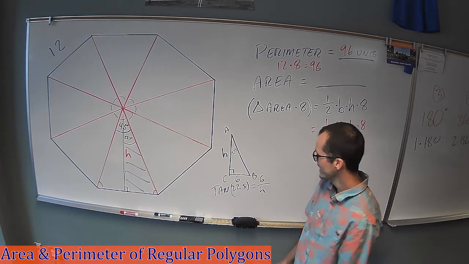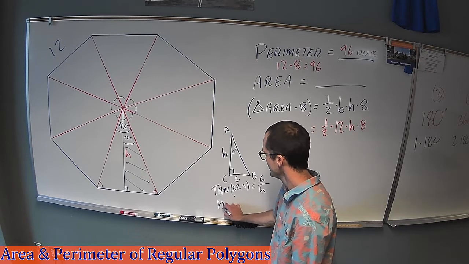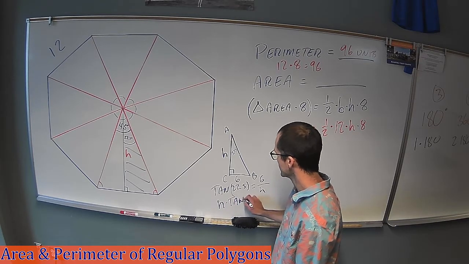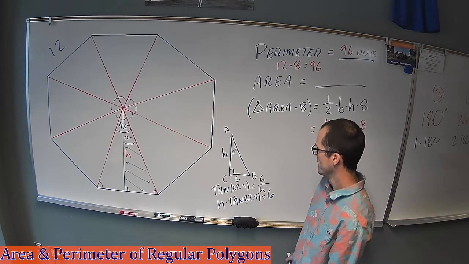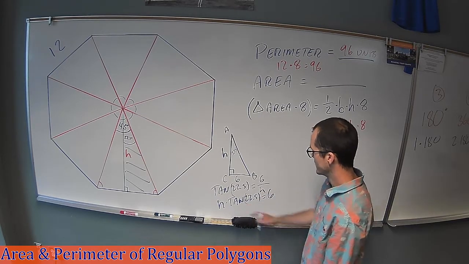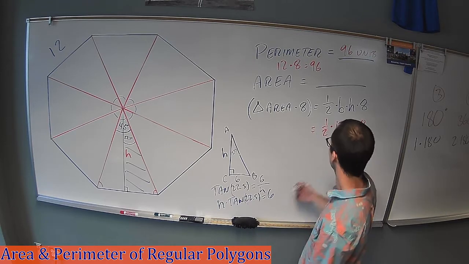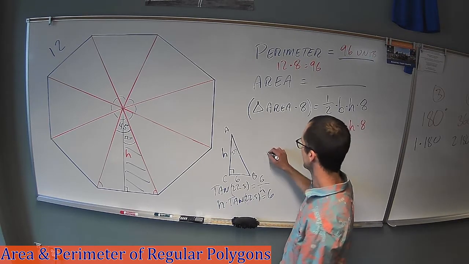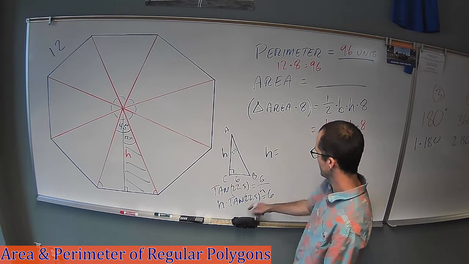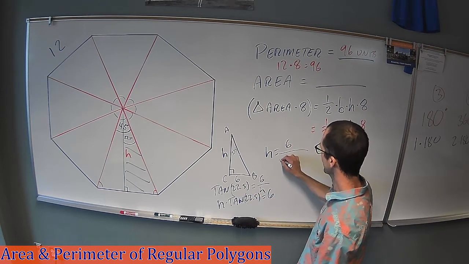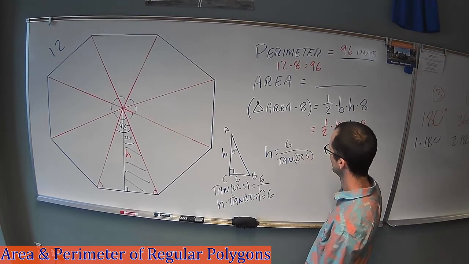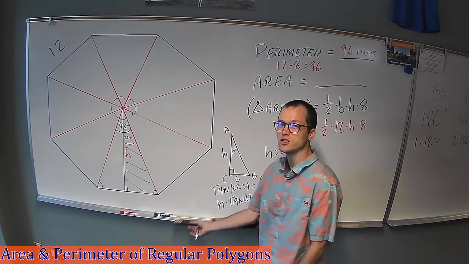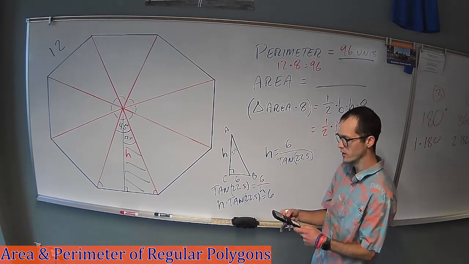So multiply both sides by H. You'll see that H times the tangent of 22.5 equals 6. Divide both sides by the tangent of 22.5. We'll just stick it up here. H equals 6 over the tangent of 22.5. And now we've isolated the H. We've done all we can do by hand. Let's dive into our calculator.